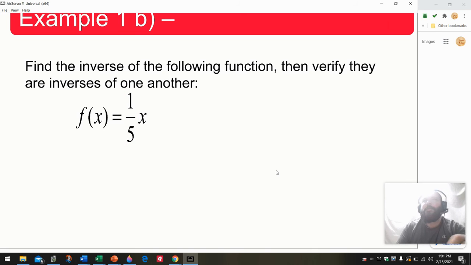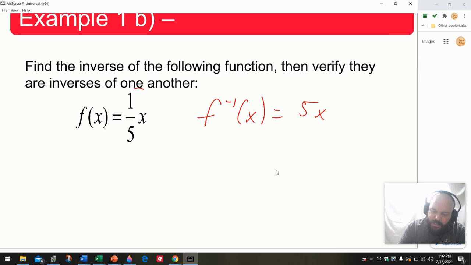Now, if you remember, the way that we undo multiplication is with division. So we would need to divide this by 1/5, but we don't ever divide fractions. We keep the first fraction, change the division to multiplication, and then we flip the second fraction. So instead of dividing by 1/5, we would actually multiply by 5. So this function inverse, f inverse of x, is going to be 5x. Essentially, this function right here divides everything that you would input it by 5.